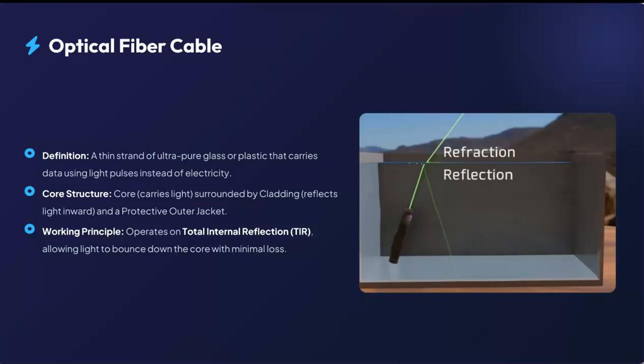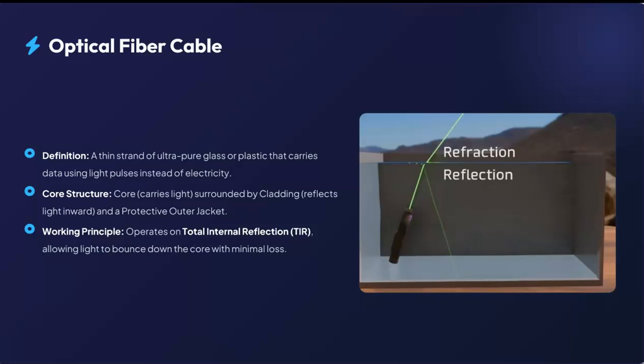Number one is a core through which the light travels. Number two is the cladding, which reflects light back into the core. And the third is the protective jacket, which protects the fiber from physical damage. So the working principle of this optical fiber is the total internal reflection.